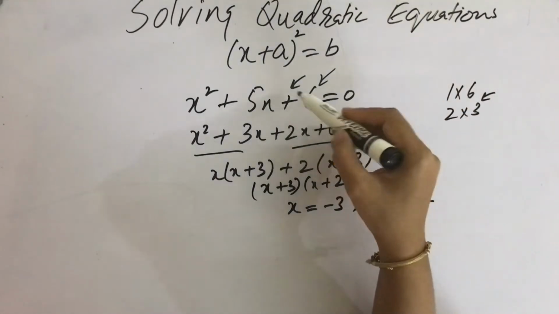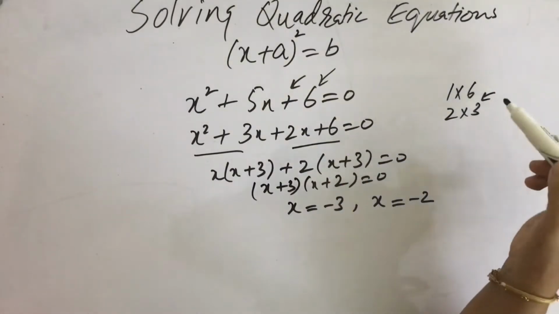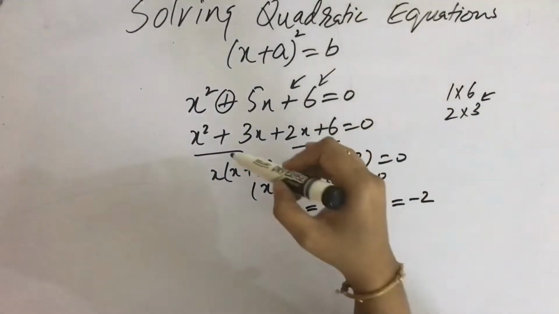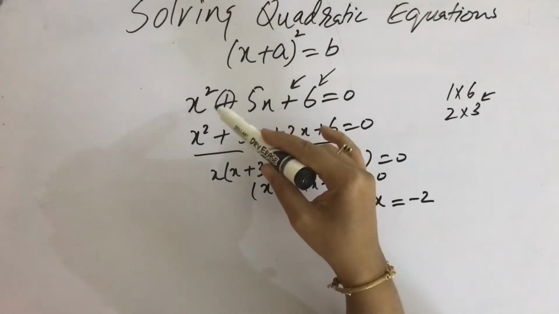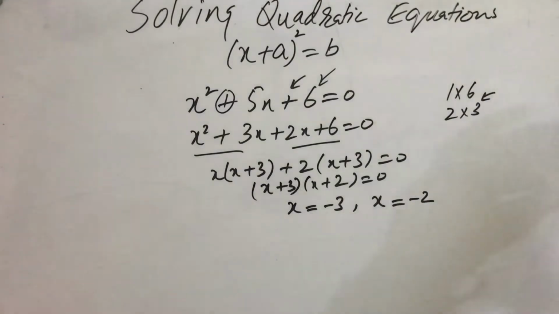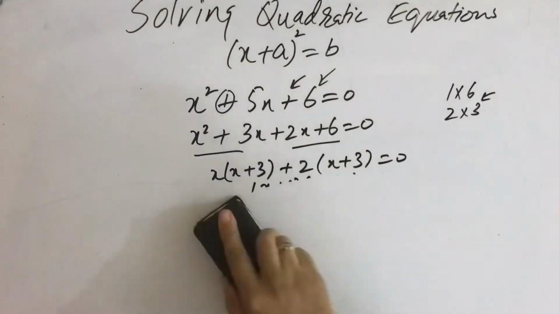This sign is positive, it means that we have to add the factors, and this sign was also positive, it means both the factors will be positive. If this sign will be negative, both the factors will be negative, and we shall have answer positive 3 and positive 2. Sometimes we have such questions in which we don't get the factors in whole numbers.